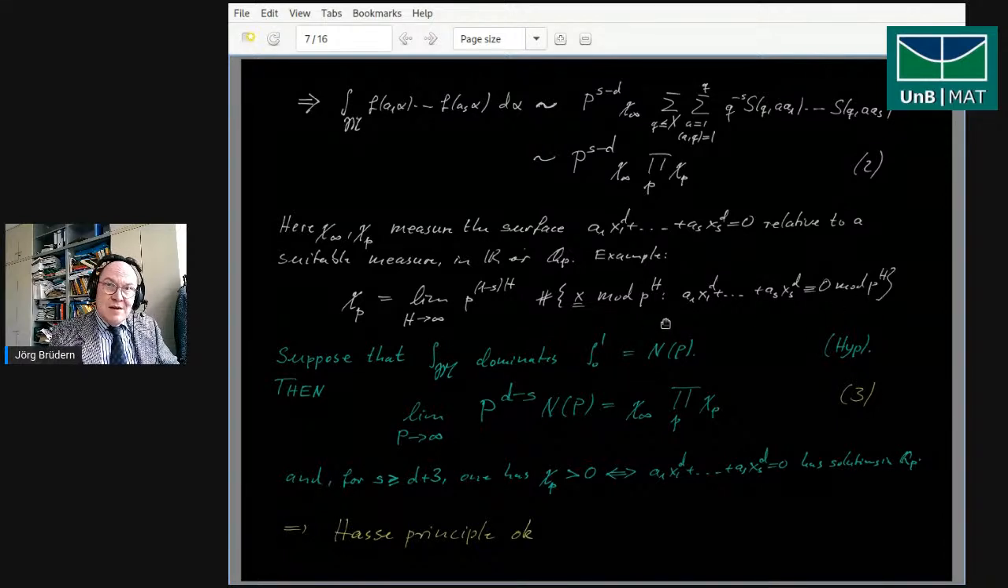So now, let us suppose we are in a good situation, and this is when everyone is happy in applying the circle method, that this integral over these funny major arcs is the main contribution to the integral that gives me n of p. If that is true, then from 2 we can read off that n of p divided by p to the s minus d converges to this product that we have seen in 2.